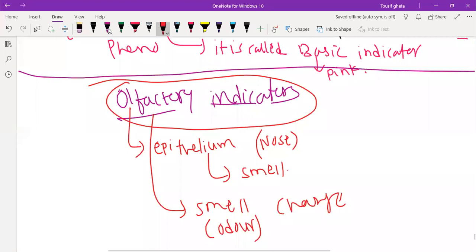Okay, so what are the examples of olfactory indicators we have? We have clove oil. Clove, you know, clove oil. Does anybody know the meaning of clove? You have seen clove.